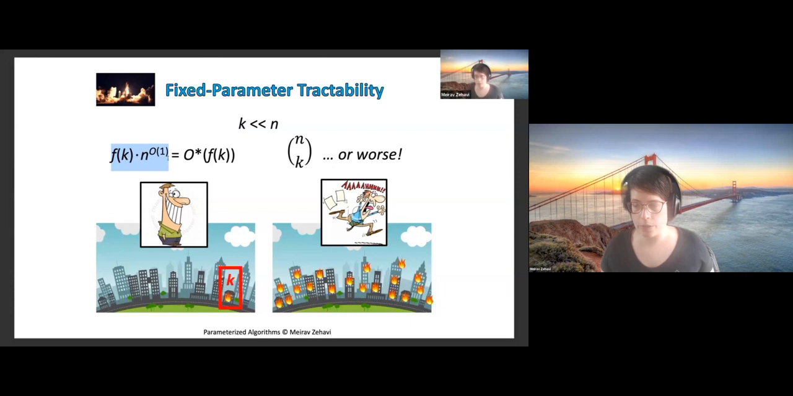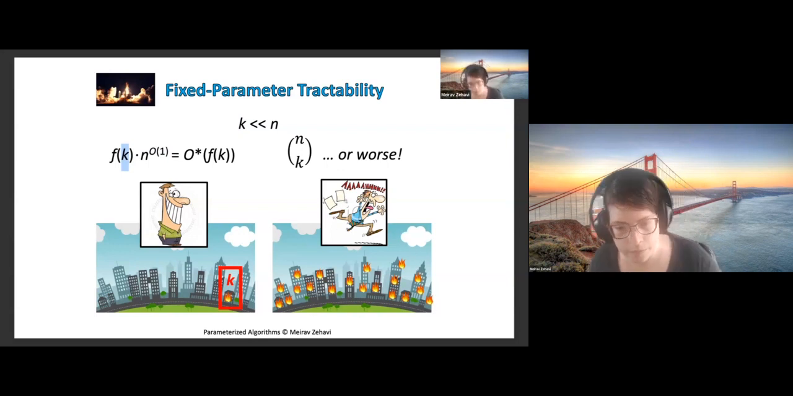And intuitively, why these running times can be better is because when we deal with an NP-hard problem, then we have some combinatorial explosion in the running time. And when we have a running time of this form, then the combinatorial explosion is confined just to the parameter k, rather than letting it depend on the entire input size.